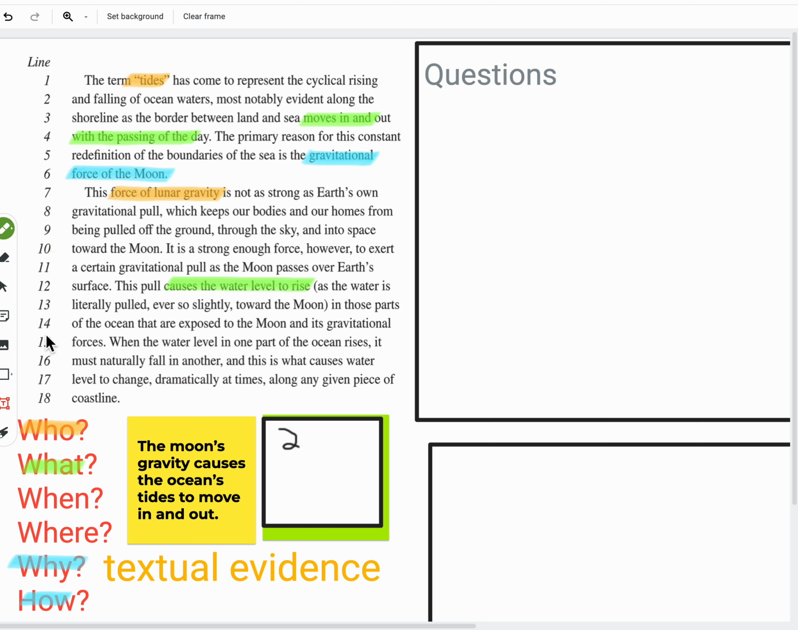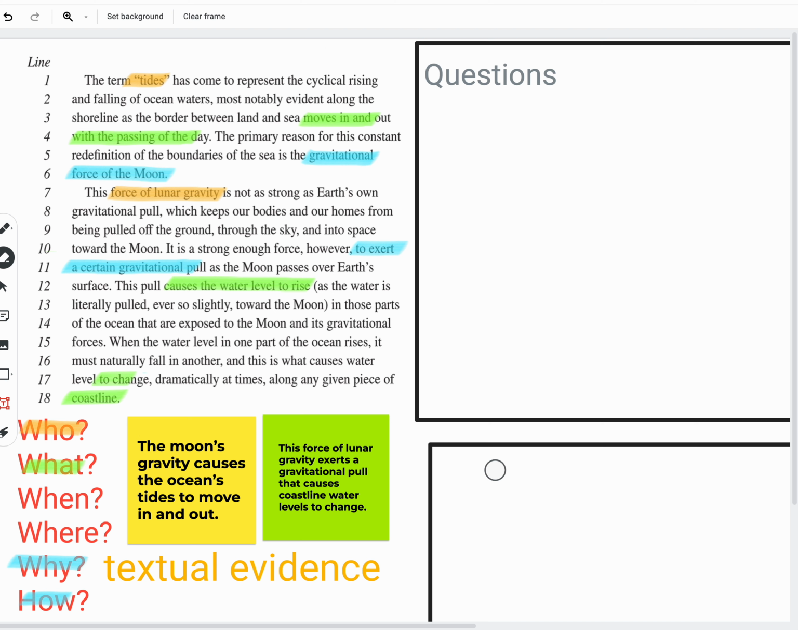Now let's go back and see why or how. Now we see it exerts a certain gravitational pull. Let's notice the differences here between our who, what, why, or how. The force of lunar gravity exerts a certain gravitational pull which causes the water level to rise, to change on any coastline. Now let's put these together into a main idea statement. This force of lunar gravity exerts a gravitational pull that causes coastline water levels to change.